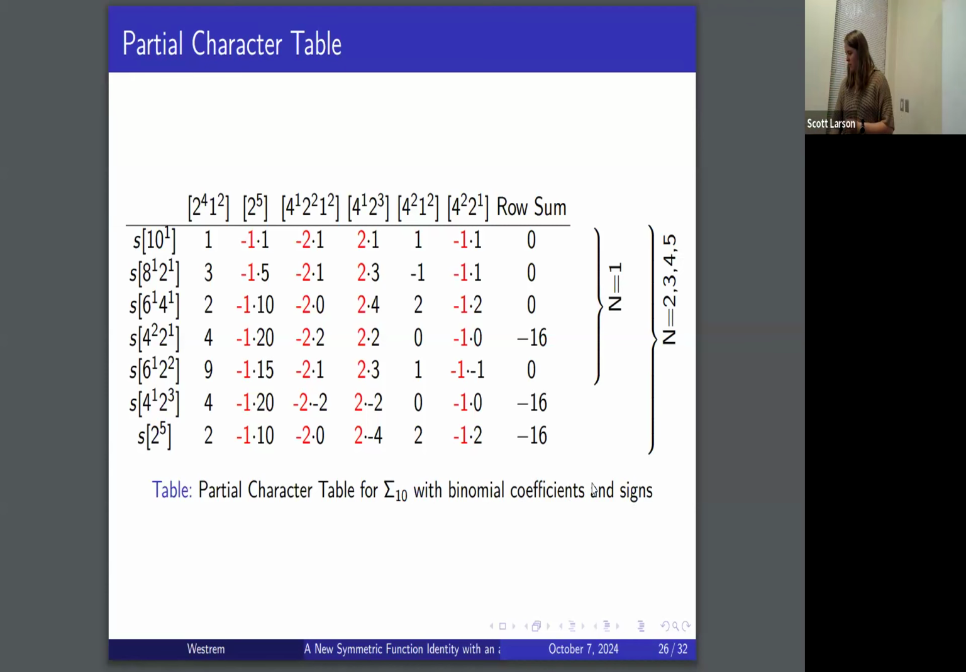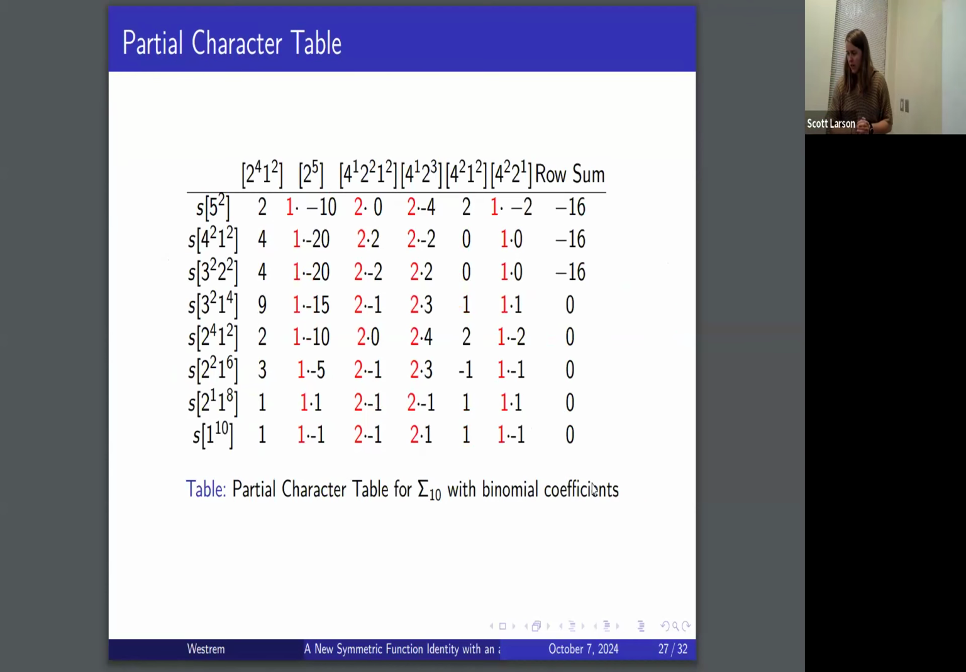So let's see how that works out. On the other side, so this second chart here, we have the same thing on the top. We have now even columns, but now we don't have a sign. We just have the binomial coefficients popping up. And we have these numbers again appearing, but in different orders.